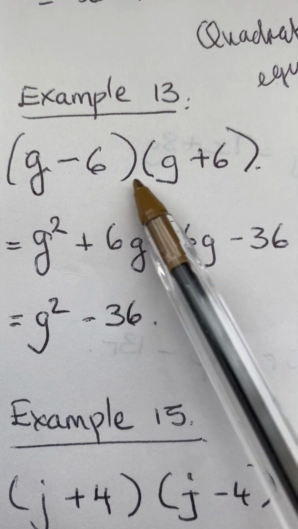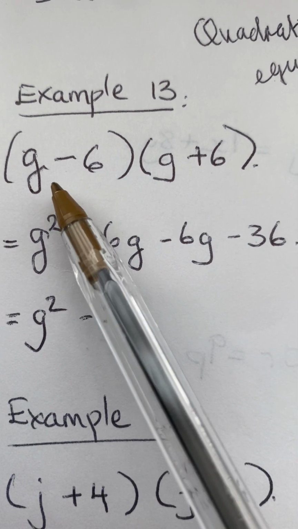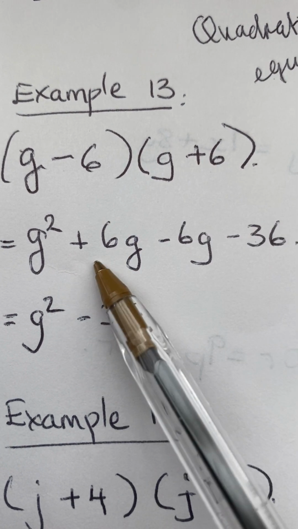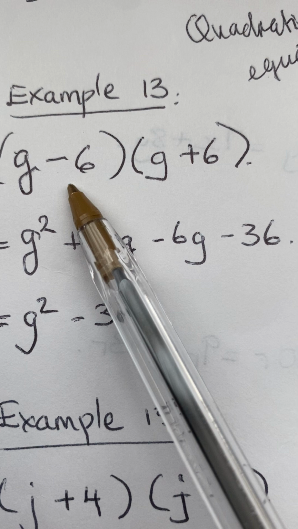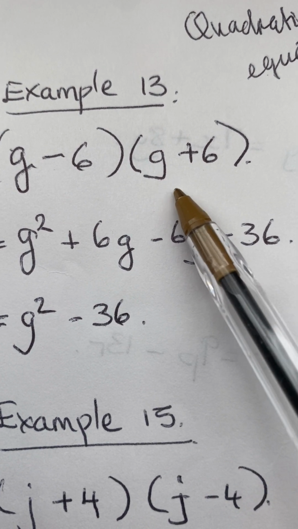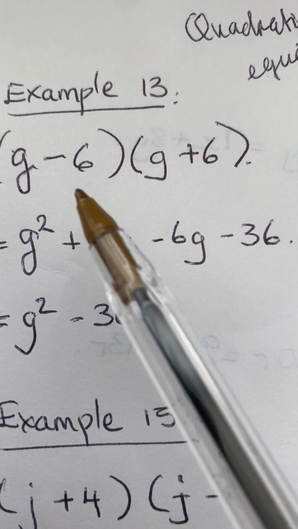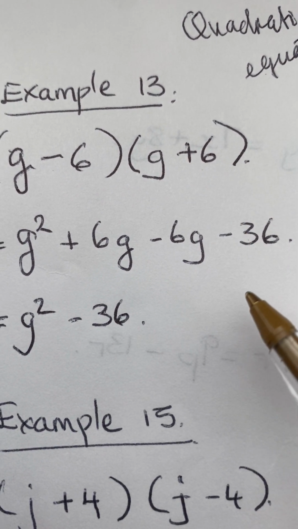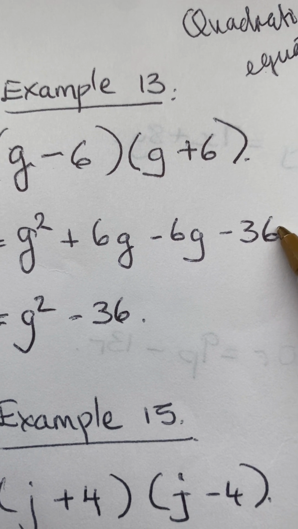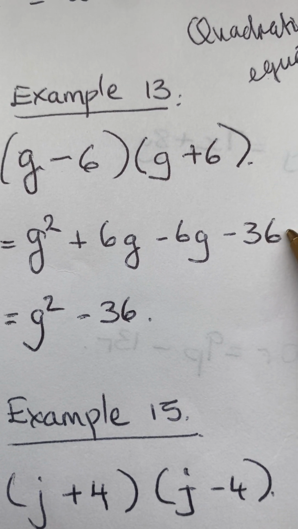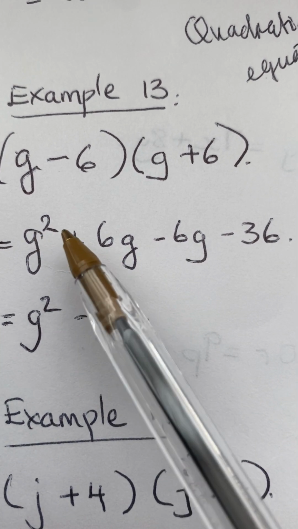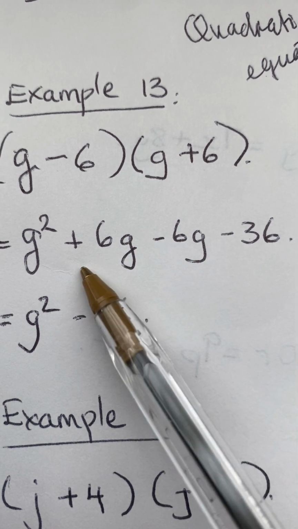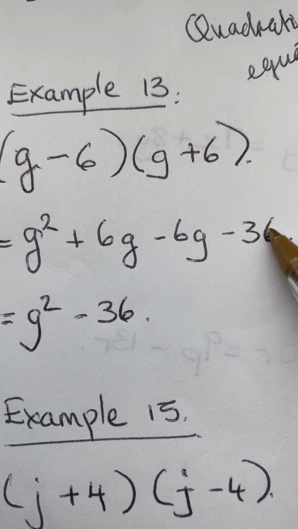So g times g is g squared. g times plus 6 is 6g. Minus 6 times g is minus 6g. Minus 6 times plus 6 is minus 36. Again, the rule I showed you yesterday. Now g squared plus 6g minus 6g is 0, minus 36.